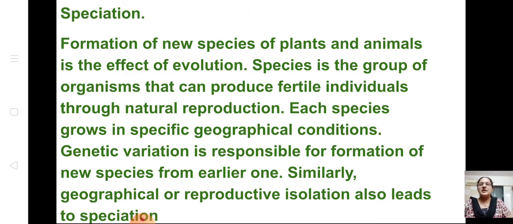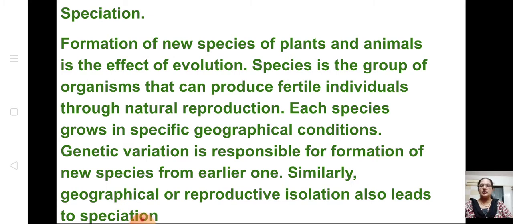Now what is meant by speciation? Speciation means the formation of new species of plants and animals as an effect of evolution. A species is a group of organisms that can produce fertile individuals through natural reproduction. So when organisms are produced through natural reproduction, species are formed.